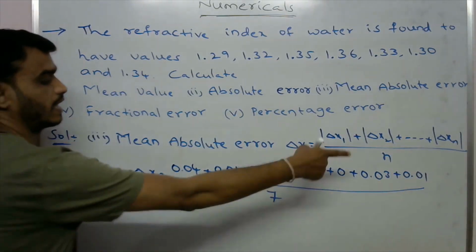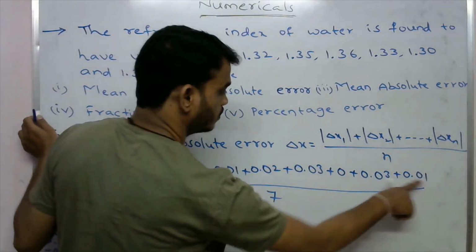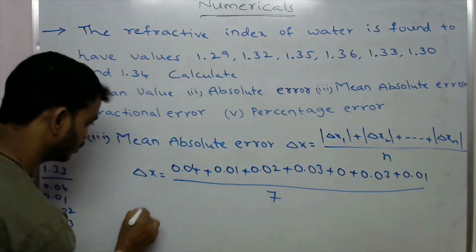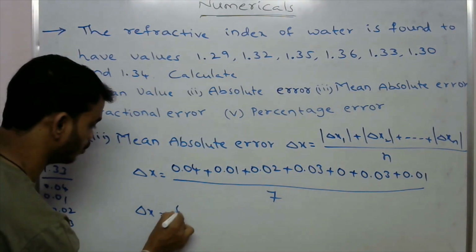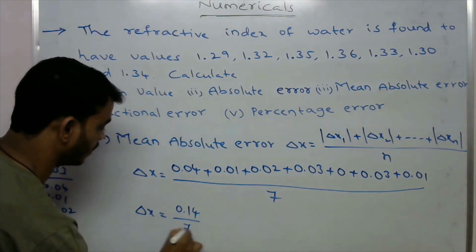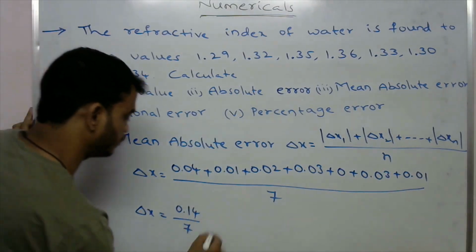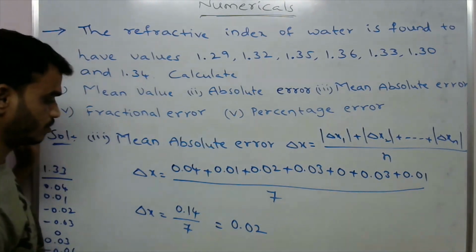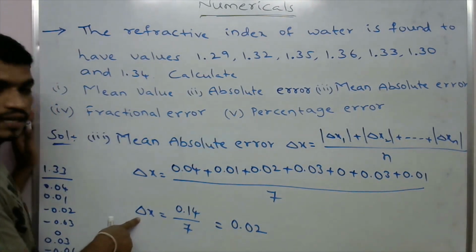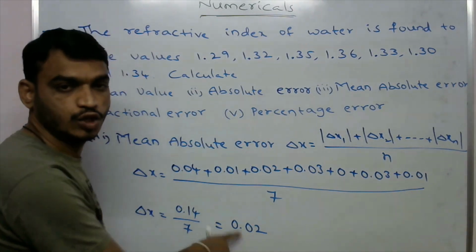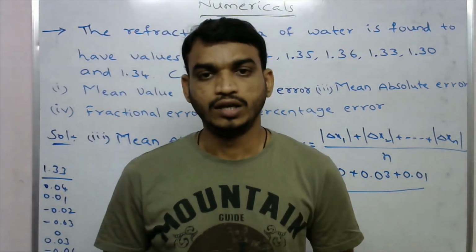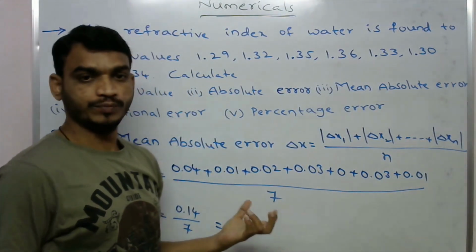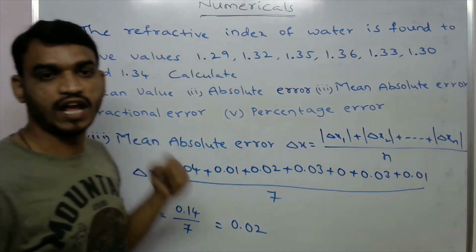Okay, so now calculate this one. 1, 3, 4, 4, 3, 7, 9, 10, 14. So delta x is equal to 0.14 by 7. So this we can write 0.02. Okay, so this is the delta x value. This is the mean absolute error. Okay, so by using this mean absolute error value and the mean value, we will find out the fractional error.